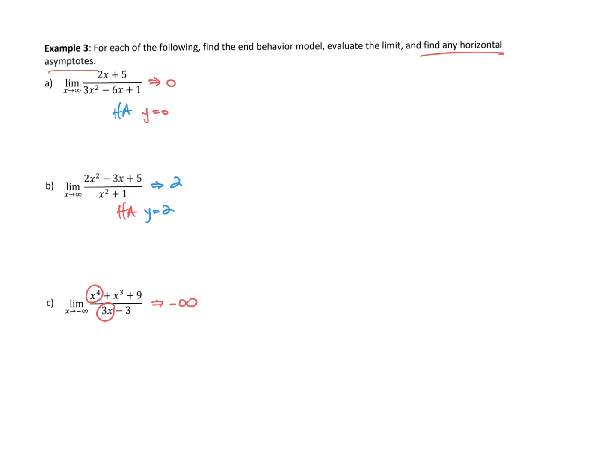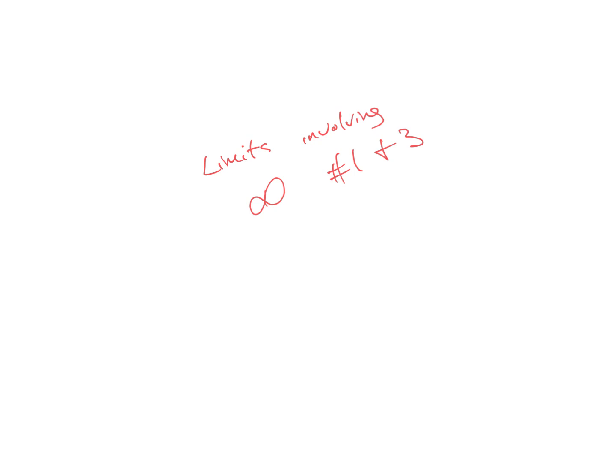I want to go a little further on this one. That one, I didn't feel that great. So if I have a limit as x approaches negative infinity of, let's say, x to the fourth over 3x squared, what would that one be? Positive. That would be positive infinity. Why? Because both of them are even powers. All right, so the negative thing went away, so that would actually be positive infinity. All right, pretty good? Yeah. All right, cool. All right, limits involving infinity, numbers 1 and 3.